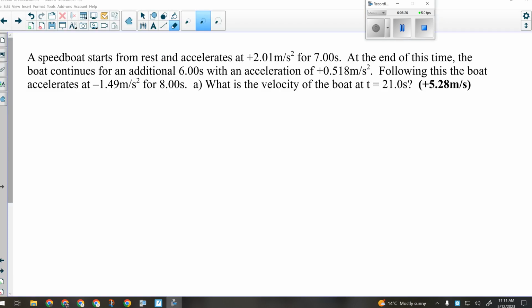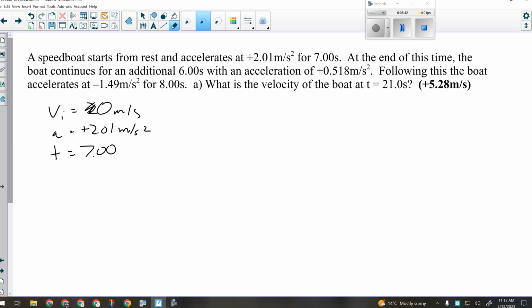All right, we know the speedboat starts from rest and accelerates at 2.01 meters per second squared for 7 seconds. So VI equals 0, the acceleration is positive 2.01 meters per second squared, and the time is 7 seconds. At the end of this time, the boat continues for an additional 6 seconds. So this is only part 1 here. Then there's a part 2.